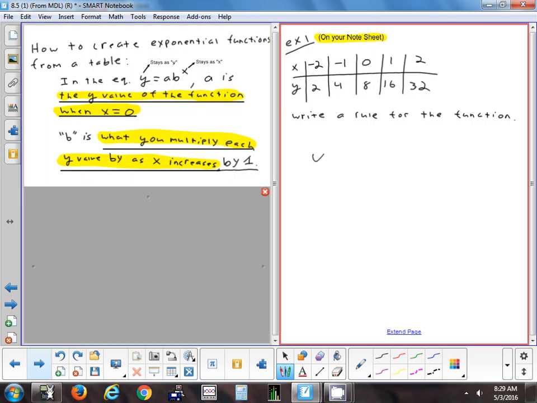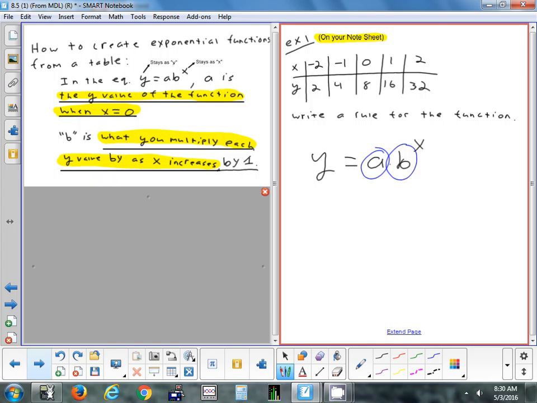Yep. So we're going to start with that. y equals a times b to the x. The 2 letters I need to find are what? I need to figure out a and b. It says to find a, it's the y value when x is 0.